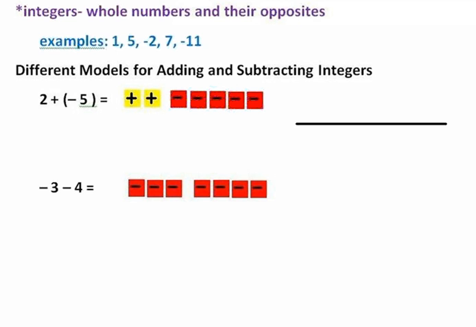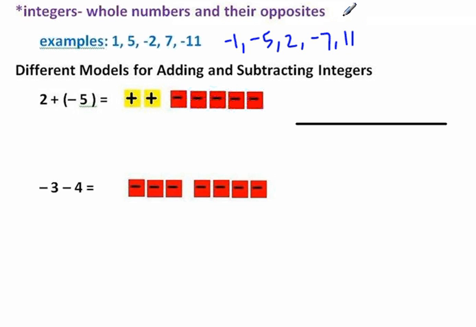In order to add and subtract integers, what we are going to do first is remind ourselves what integers are, and that is that they are whole numbers and their opposites. So here are some examples: 1, 5, -2, 7, and -11. And of course, the opposites of all these numbers would be integers as well: -1, -5, 2, -7, and 11.